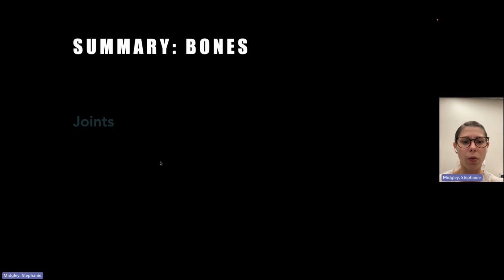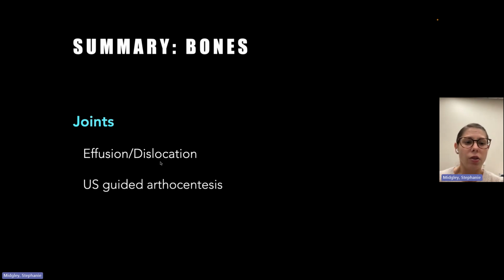When we look at bones, look at your joints to evaluate for effusion. You can also look for dislocations. You can see fractures. I know we didn't cover that on the bones. And you can use it for ultrasound-guided arthrocentesis to help guide that needle right into that joint space.